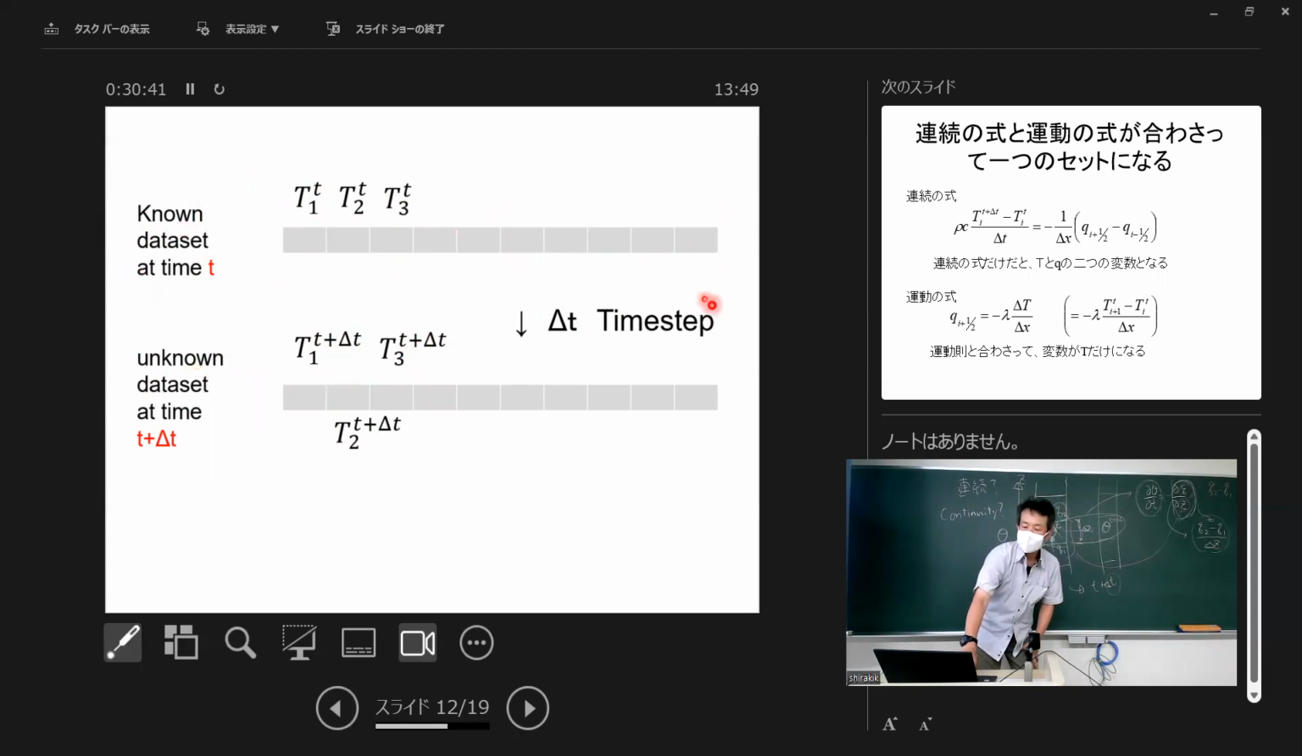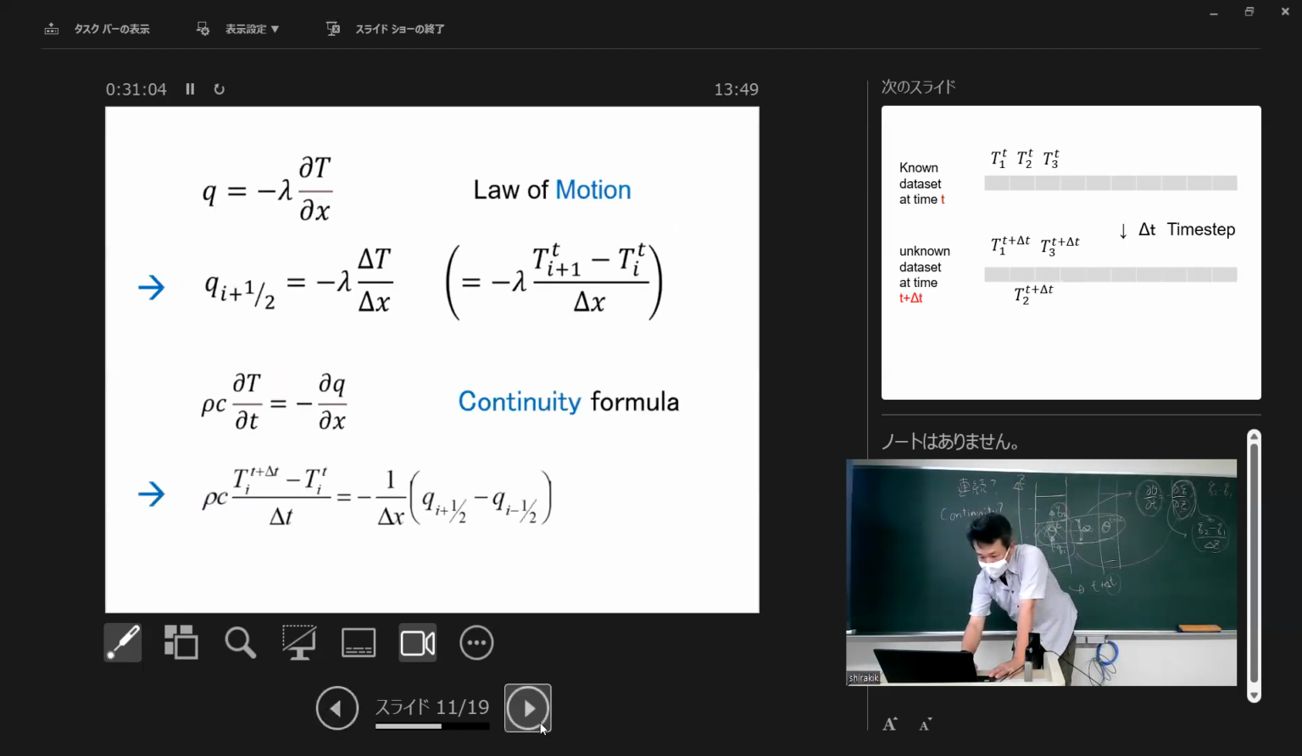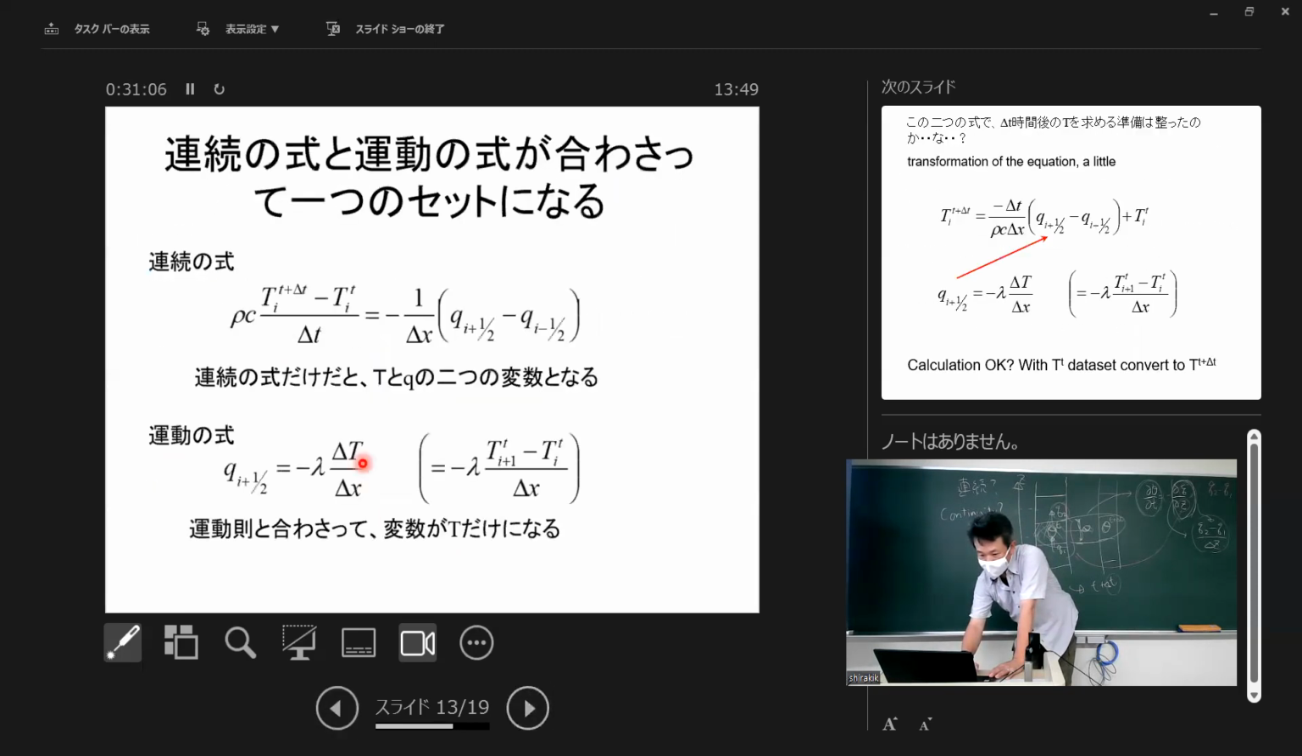This is the present situation, that these values are known at the time step t, and we would like to calculate the situation of the t plus delta t. This is a little bit of a future situation. Then this is the unknown data set here. Okay?